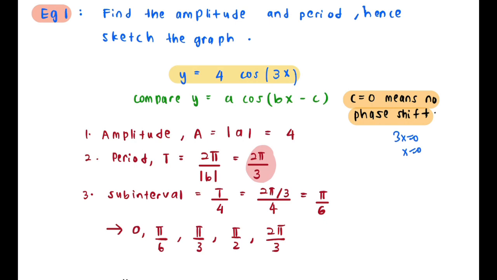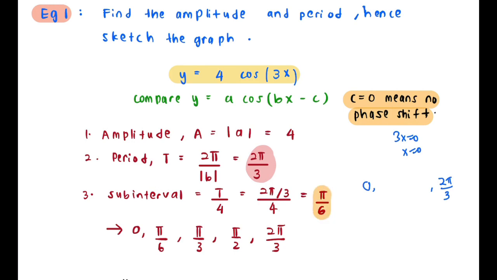So now we know that the lowest one, the phase shift, is 0, and the highest number later on will be 2 pi over 3. The graph will go from this value to this value here. Now, let's see the subinterval. We need to find the subinterval so that it's easier for us to graph later on. So the formula is T over 4. Just take the period, 2 pi over 3, then divide by 4. So 2 pi over 3 divided by 4, you'll get pi over 6.